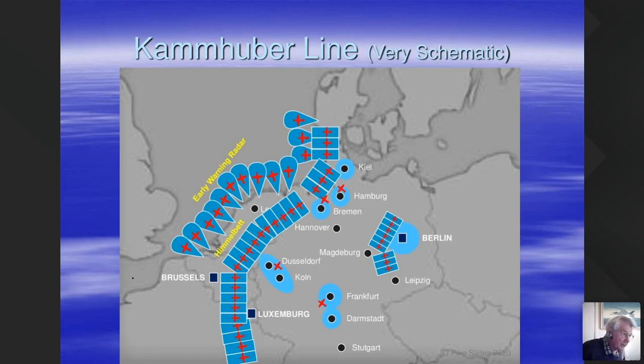The reason why timing and track keeping was so important was because of the way the Germans set up their defence system. This is known as the Kammhuber line, after the German general who was head of air defence, the Luftwaffe general, who set it all up. And I need to stress that this is a very schematic diagram. It didn't really look like this. It was spread out over a much more complicated area. But this gives a good impression of basically how it worked.